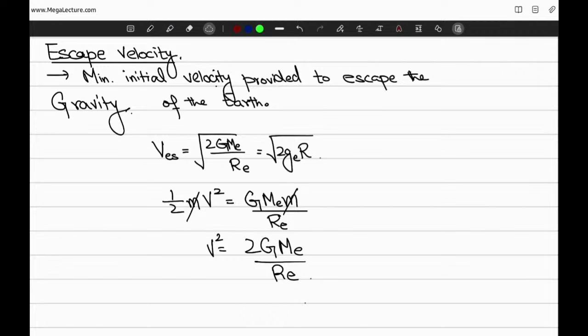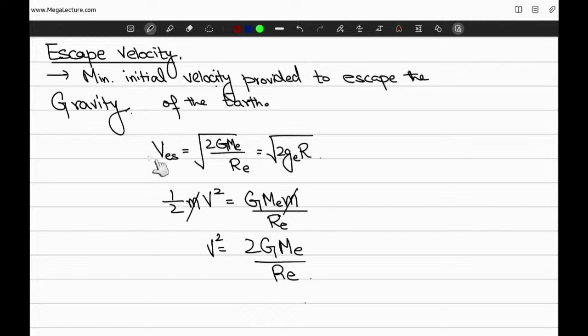So one thing that you note in this expression over here is that the escape velocity does not depend on the mass of the object that you're trying to make escape the gravity of Earth. So it's independent of that mass. It doesn't matter how heavy that mass is, as long as it attains this velocity, then it can escape the field of the Earth.